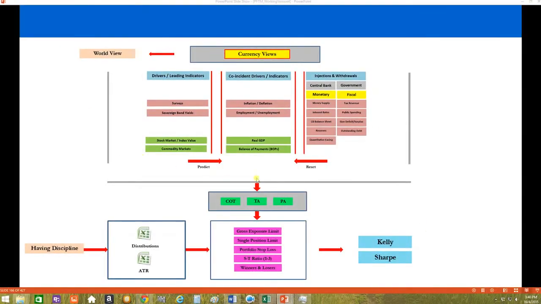So this entire area is basically how we obtain trade ideas in currencies. So this is the major part of our entire systematic process. We're going to be going into great detail of how we actually generate ideas by looking at all of these drivers here.